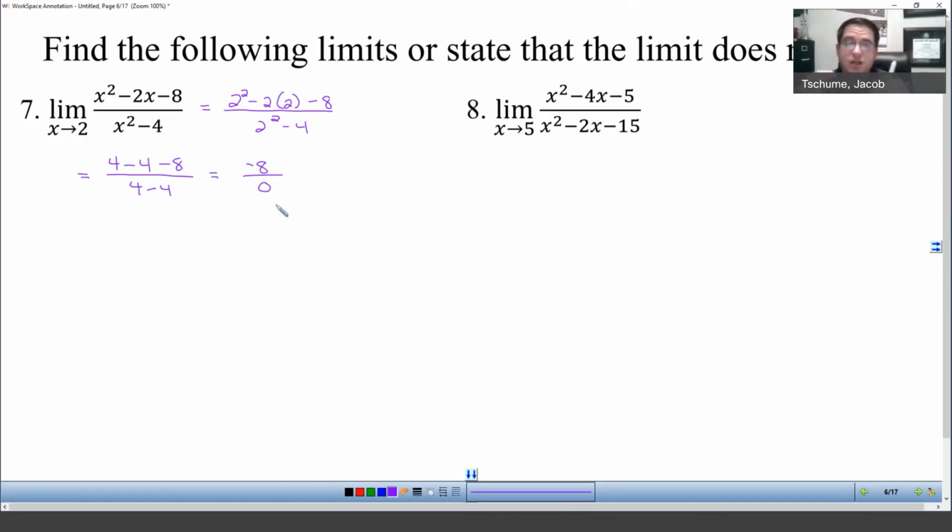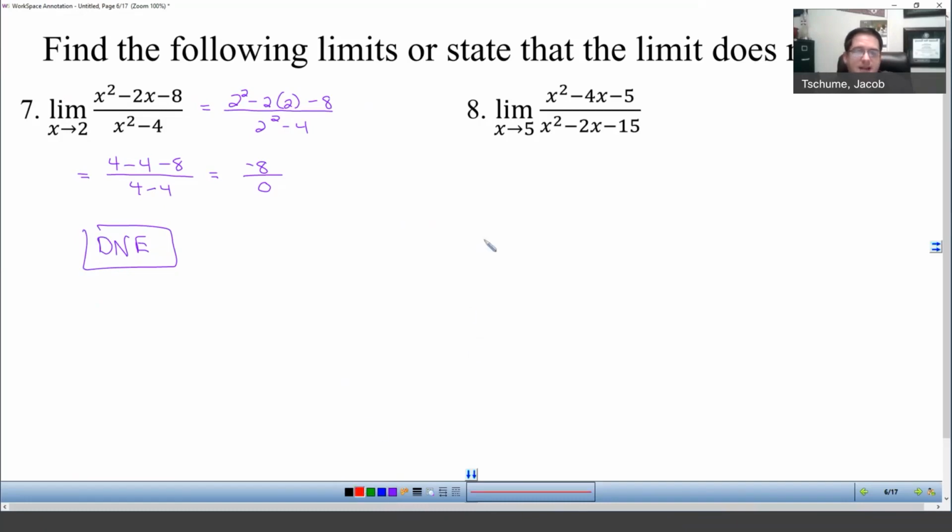Now, this is actually an okay answer to get. This is not 0 divided by 0. It's a number. We got negative 8 divided by 0. But as you learned in algebra, you can't divide by 0. So if you get something like this, it's fine. It just means that your limit does not exist. So that's an example where an algebraic limit would become DNE.